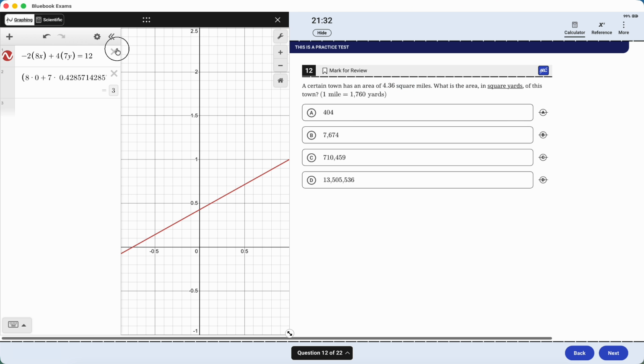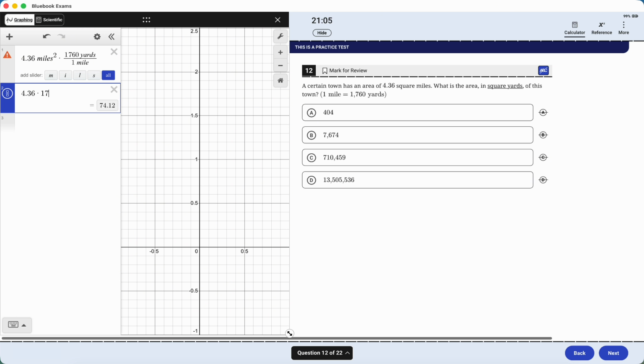So the only weird thing about this one is it says that it's square miles. You got to pay attention to this. I'll show you the trap if you don't catch this. That means it's like 4.36 miles squared. So if I multiply by the conversion factor, 1760 yards over 1 mile like this, that's not going to give me the correct answer because this was square miles, and it's not going to cancel with just mile. But they probably have a trap answer waiting for you if you make this mistake.